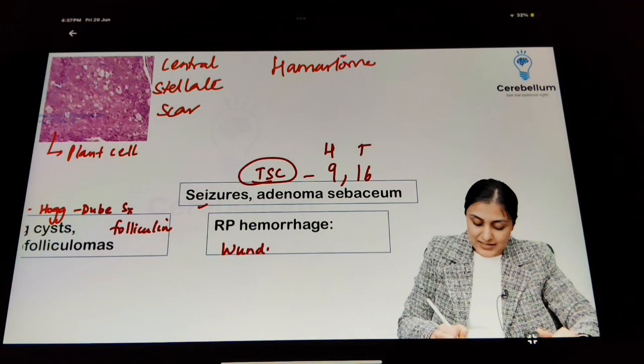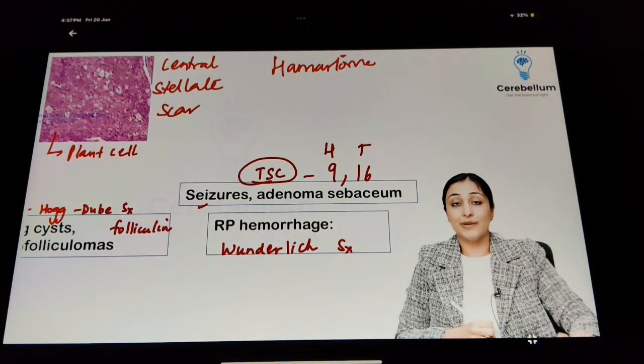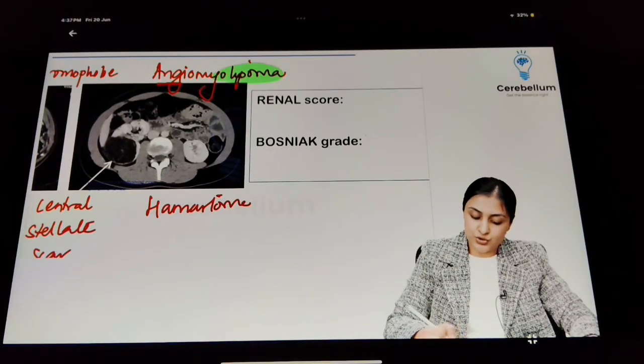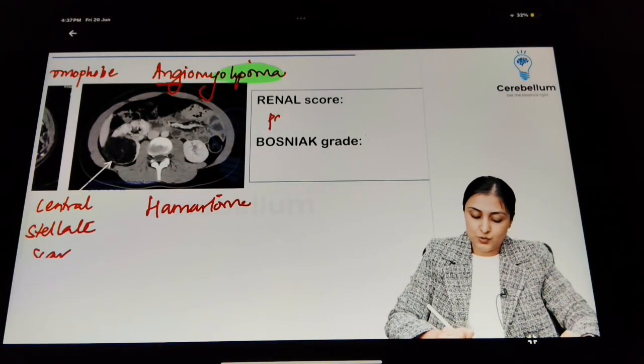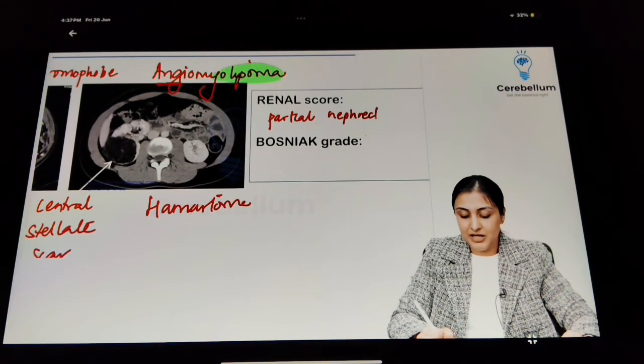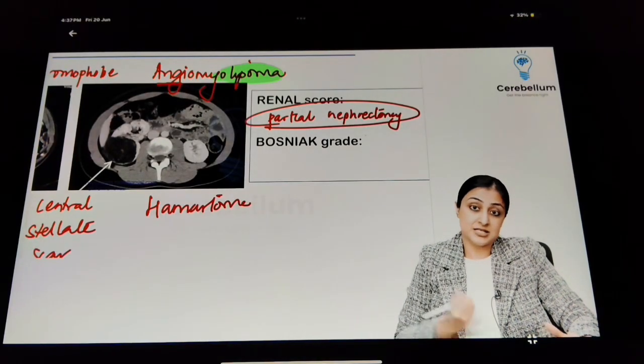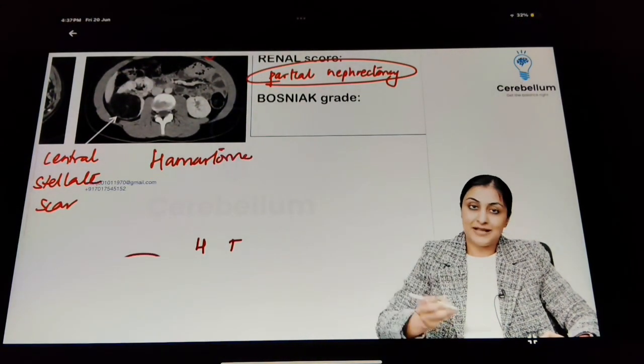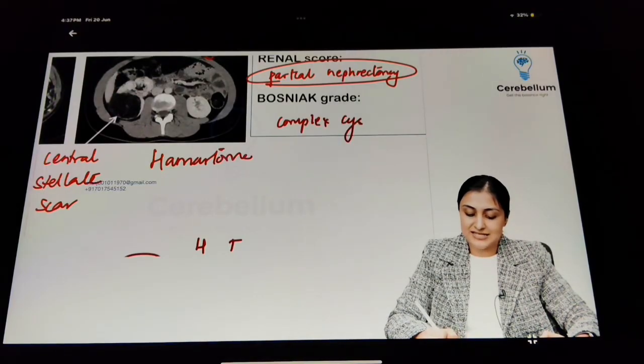And that syndrome is called Wunderlich syndrome. So that is what you want to remember. A ruptured AML can lead to Wunderlich syndrome. Fine. Just two extra scores for you. RENAL score, you'll study this in BTR as well. The RENAL score is used to determine whether partial nephrectomy may be done or not. The surgery of choice for renal masses is partial nephrectomy. The radiological score to determine whether a mass is suitable to do so is the RENAL score. And Bosniak grading, as we said, is for complex cysts to assess their risk of malignancy.